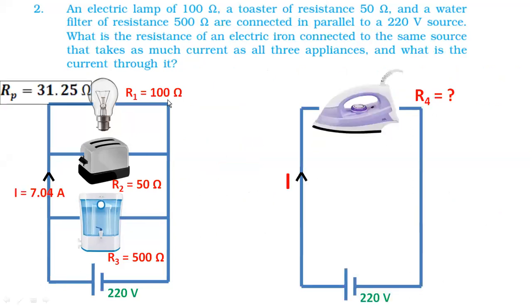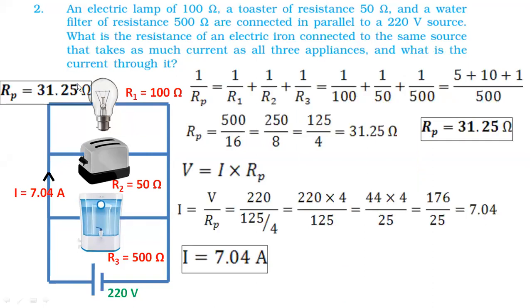Okay. So according to our calculation, the total resistance of the circuit is coming as 31.25. In the last slide, we have taken that, right? Take a screenshot of this calculation, okay? So that you will understand it.